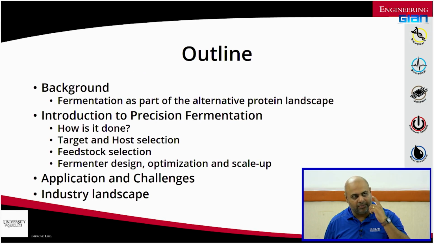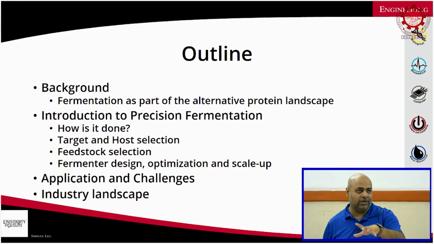Again, as a part of the outline, I'll give you some background in fermentation. We did have this conversation already, so I might go a bit quickly, or in case I can explain a bit more in that area. And then how precision fermentation works, how it is done, what the targets are, and the host selection. Now, what sort of host is required to grow what type of product is very, very important. The feedstock selection, we have been having that conversation as part of the question that you asked. And also the fermenter design, optimization, and the scale up. And then we'll talk about the application, the challenges, and the industry landscape or the market landscape, how it looks for precision fermentation.